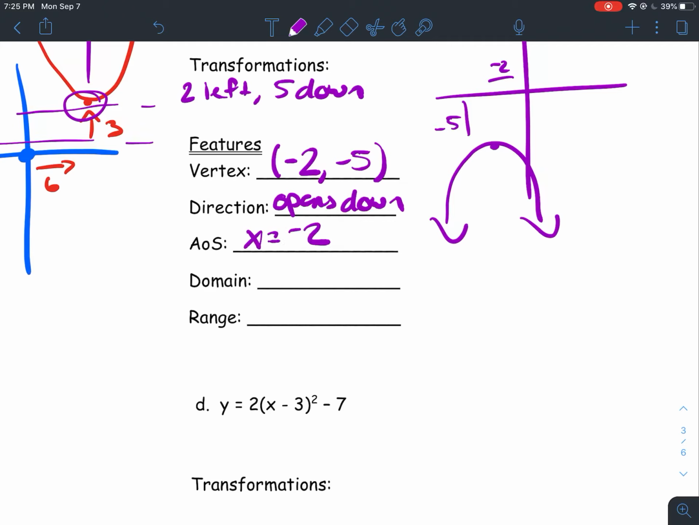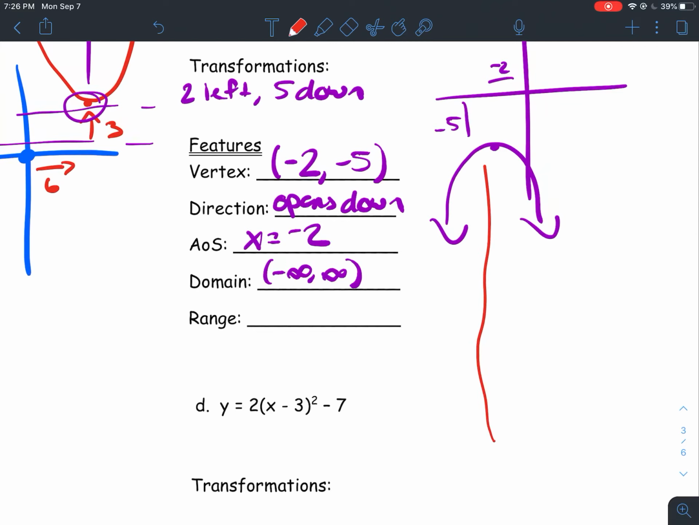The axis of symmetry, x equals negative 2, right? We're going to use our x value. Our domain, negative infinity to positive infinity. Now let's think of our range here. Our range is different. Our range value is going to be negative infinity, and then it's going to stop right here. Okay? So it's going to be negative infinity to negative 5. And notice how there are no y values above negative 5.